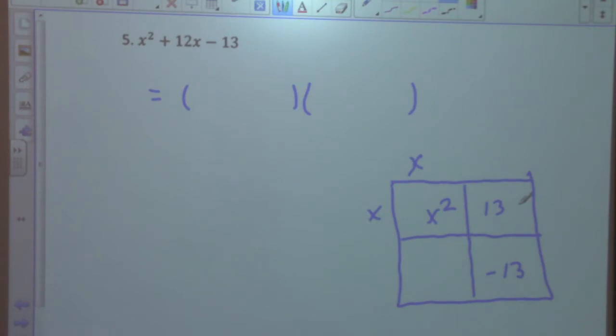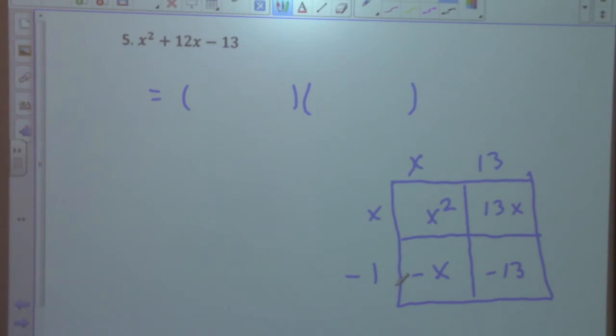It should be negative. And then the next one would be negative. I'm lost. Wait, don't we have to do the factors of 12? Randy's in charge right now. Go ahead, Randy. And then the empty box would be negative 1x. Okay, I have a question. That would be plus 13, so 13 up here. And then negative 1.